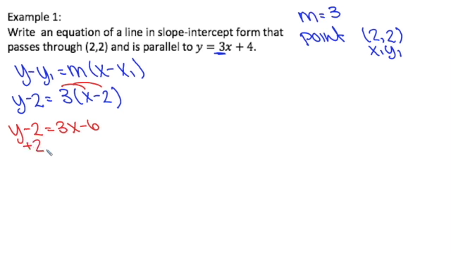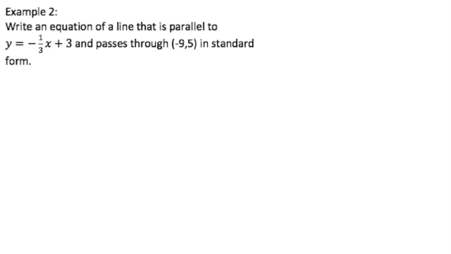Go ahead and add the 2 to the other side. So then y is equal to 3x minus 4. So notice parallel, same slopes, yay, and just a different y-intercept. So there's my answer for example 1.